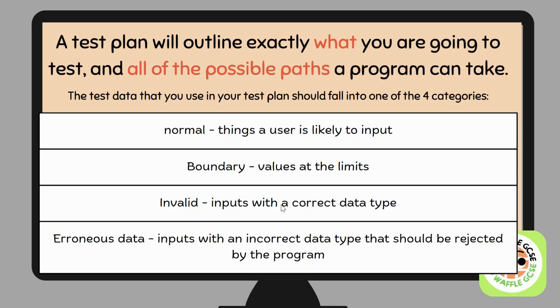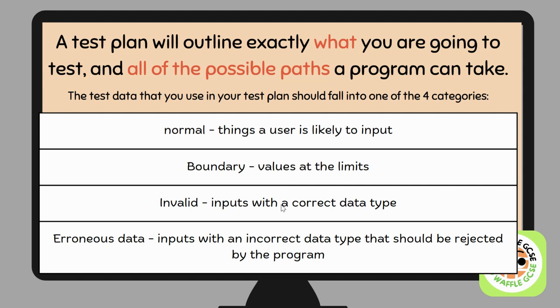Now, finally moving on to a test plan. So, a test plan outlines exactly what you're going to test and all of the possible paths that a program can take. The test data that you use in your test plan should fall into one of the four categories. So, normal test data, which is just things that a user is likely to input; boundary, which are values at the limits of what you allow; invalid data, which are inputs with a correct data type but still wrong; and erroneous data, which is inputs with an incorrect data type and therefore should be rejected.